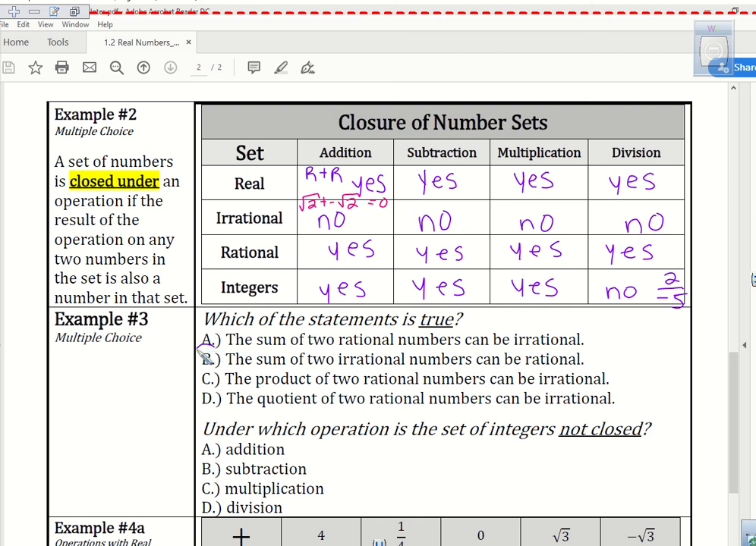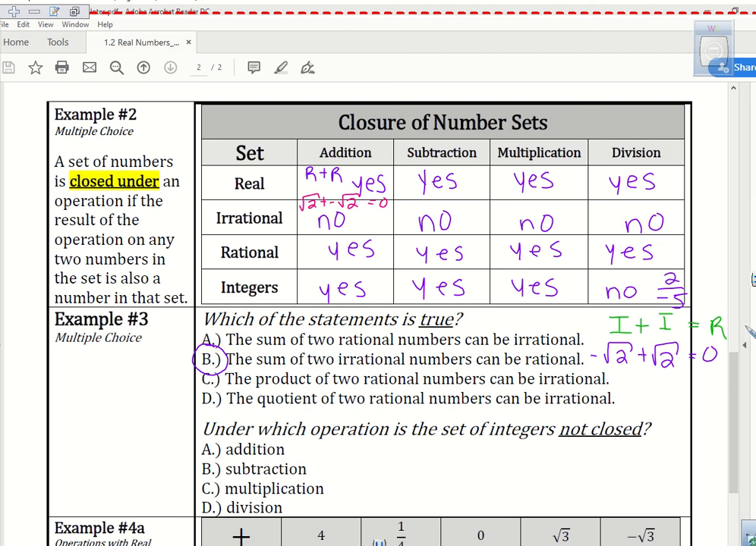The correct answer here is B. The sum of two irrational numbers can be rational. For example, negative square root 2 plus square root 2 equals 0. We have an irrational plus an irrational equals a rational number.